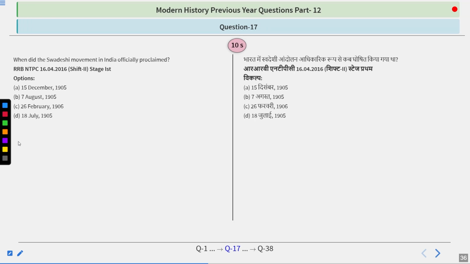When was the Swadeshi movement in India officially proclaimed? 15 December 1905, 7th August 1905, 26 February 1906, 18 July 1905. Take your time.